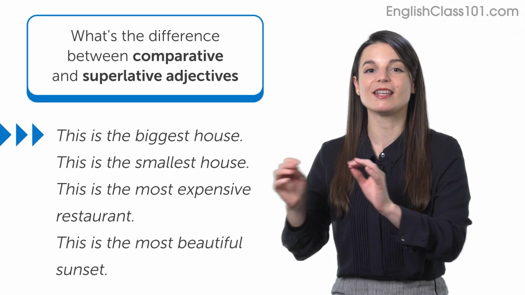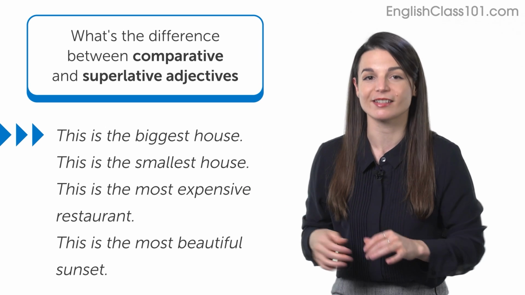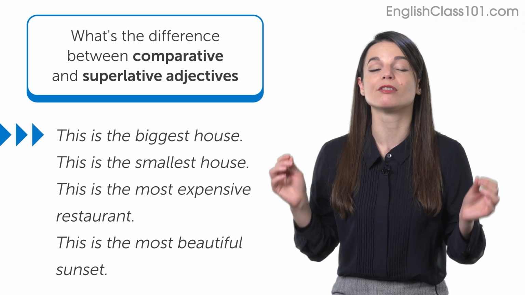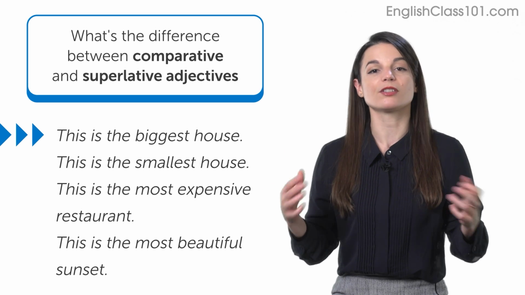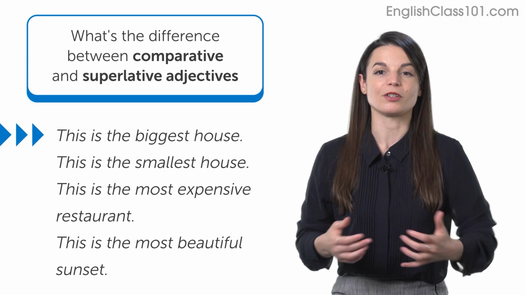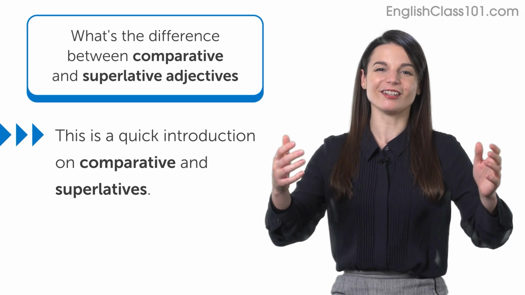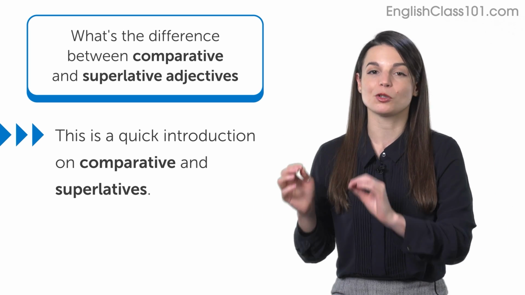So this is the biggest house, or this is the smallest dog, the most expensive restaurant, or the most beautiful sunset. So we follow this directly with the noun phrase that we're describing. So again, this is a very quick introduction, a quick refresher on comparatives and superlatives.